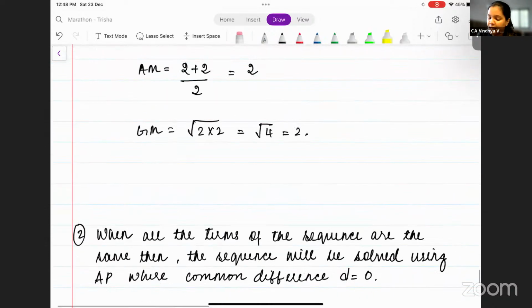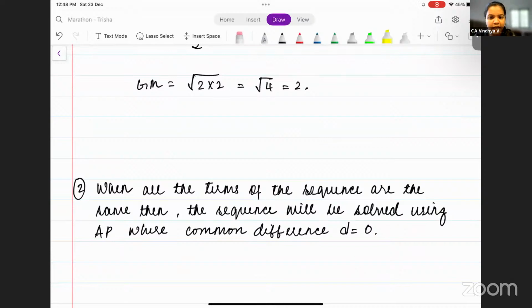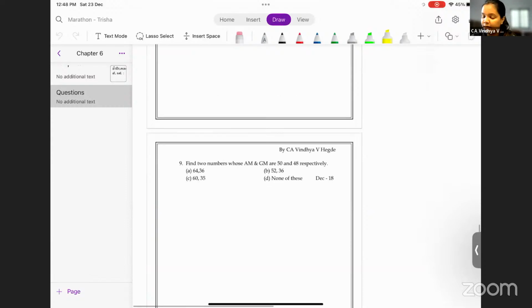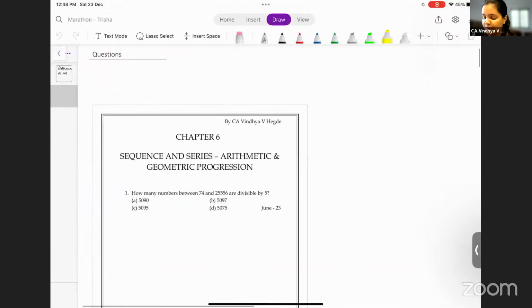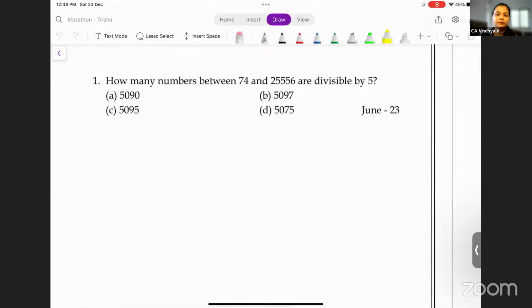And the last point is when the terms of the sequence are the same, we will solve this using AP, where the common difference is 0, which I've already explained in the previous instance. All right, these are your simple concepts under AP and GP. We will quickly solve as many problems as possible. I hope this is clear.